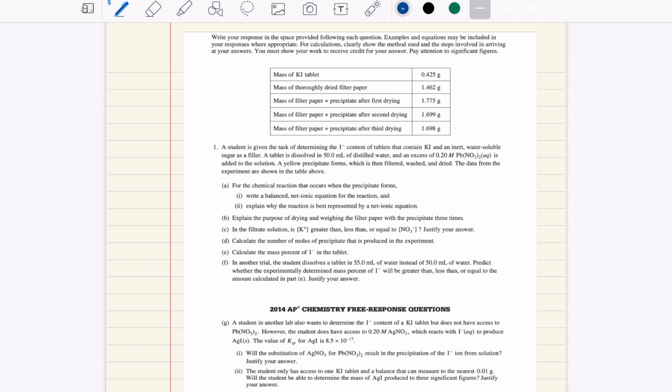Today we're going to explore the 2014 FRQ question 1. So this question has multiple parts and we'll be going through each part in detail and make sure you understand all parts of this question.